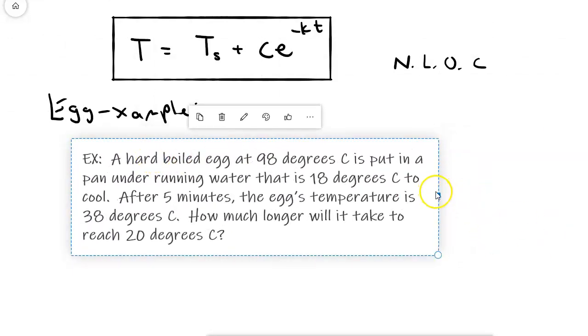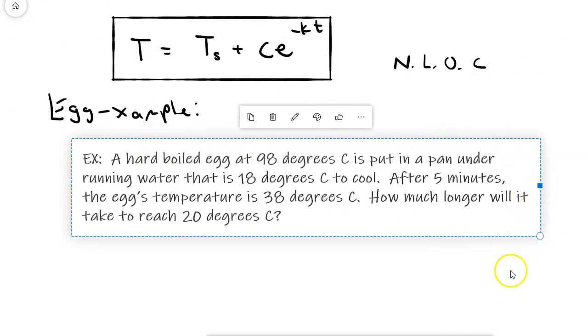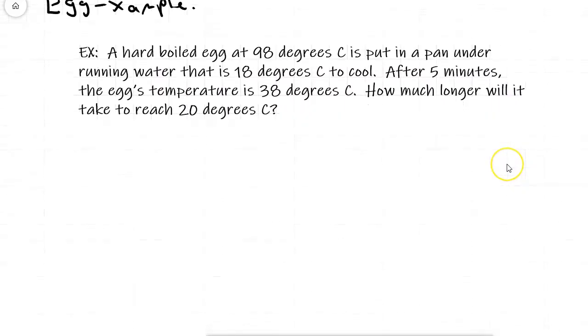And this is my hard-boiled egg example that I'm going to use for Newton's law of cooling. A hard-boiled egg at 98 degrees centigrade is put in a pan under running water. That running water is so that the temperature of the surrounding medium stays fairly constant. So it's running water at 18 degrees centigrade, and the egg is going to cool. After 5 minutes, the egg's temperature is 38 degrees. How much longer, being a key word here, will it take to reach 20 degrees centigrade?